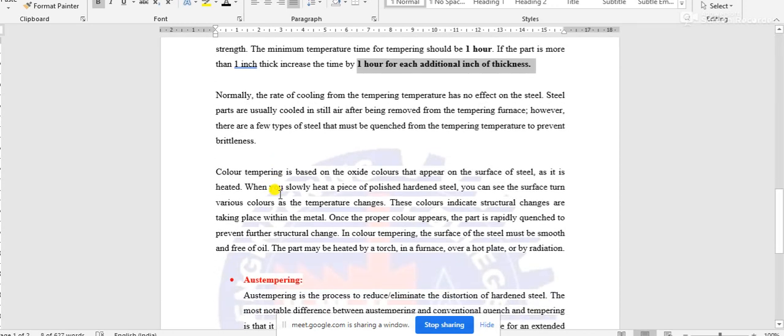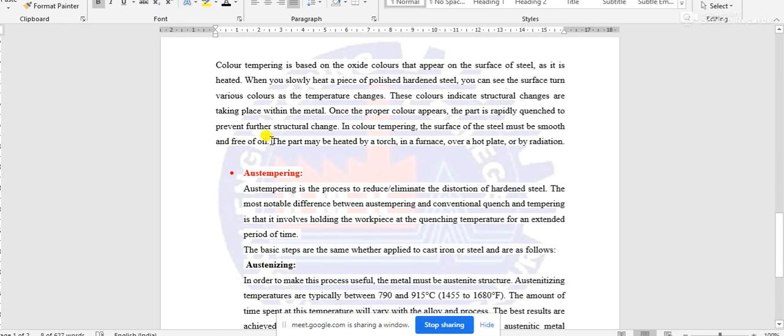Now for the third step, that is cooling from the tempering temperature, this has no effect on the hardness or the brittleness or ductility of the steel. And obviously this cooling step is done in air, and this cooling step is not rapid, that is, slow, as we are using air as the cooling agent.